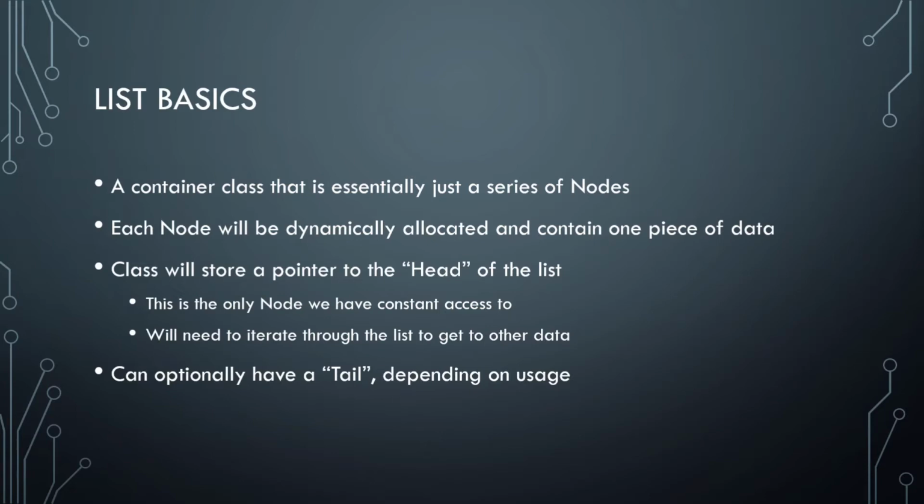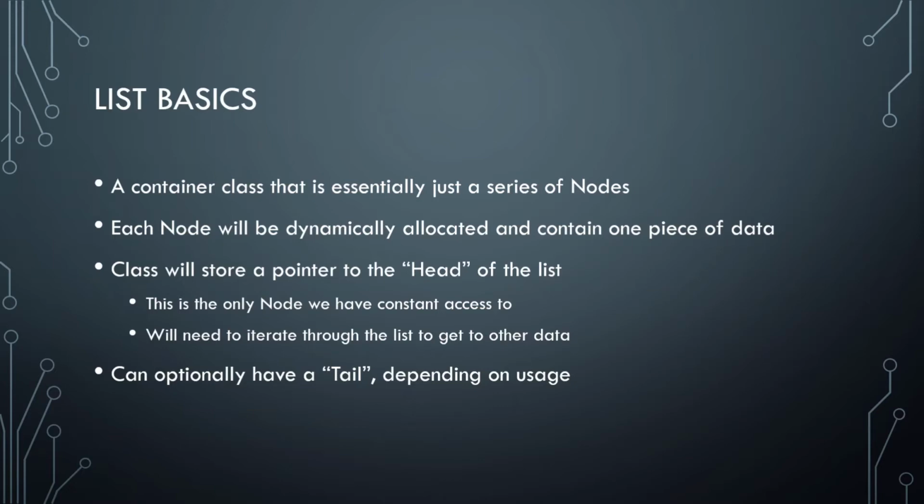So if we have 100 items stored in our list, then we're going to have called new 100 times, which means that eventually we're going to have to call delete 100 times as well so that we can clean that up. So unlike the vector or array, where we might have one large allocation of 100 items, instead the list contains many small allocations, which again makes it easier to remove things or insert things into that list.